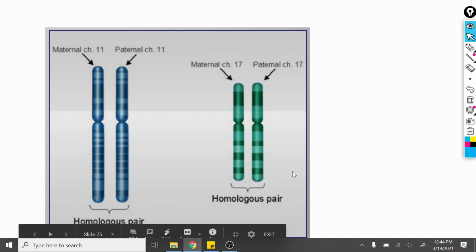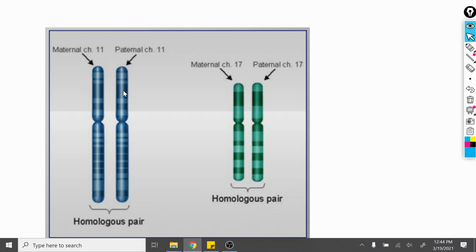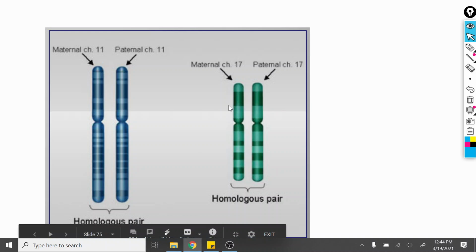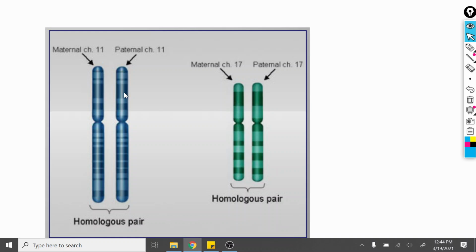And here's just another image to show that we have our homologous pairs. We have mom and we have dad, right? Mom and dad. They both give a chromosome and they're both the same size, contain the same genetic information, but they might have slight variations of the alleles.